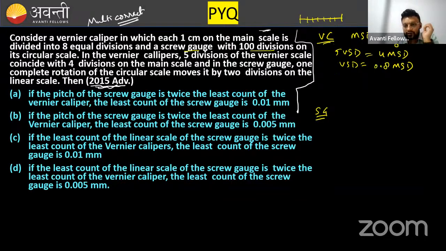Did I calculate correctly? Check the calculation. So that is 0.8, and what is 1 MSD? 1/8 centimeter. So what is 1 VSD? 0.1 centimeter.